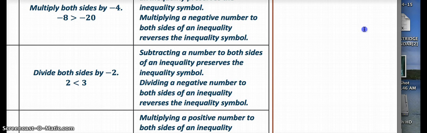Uh-oh. Is this running? Yeah, okay. I got lost. I couldn't tell if I was running or not.